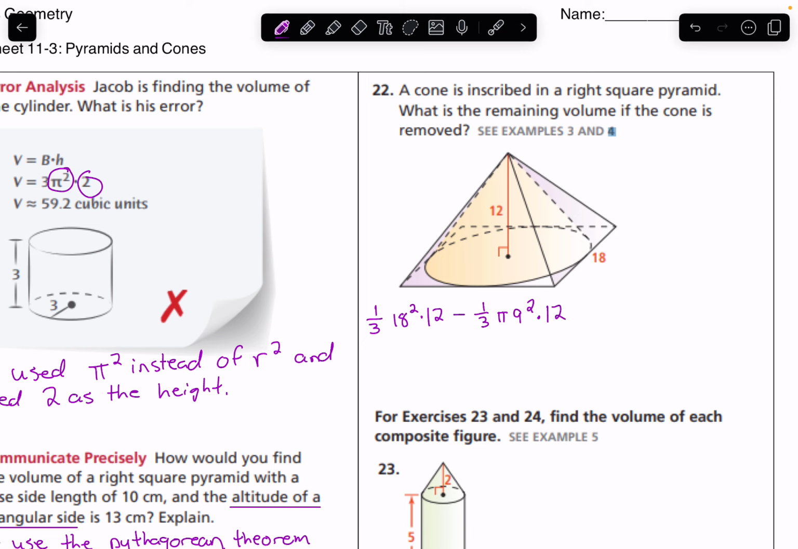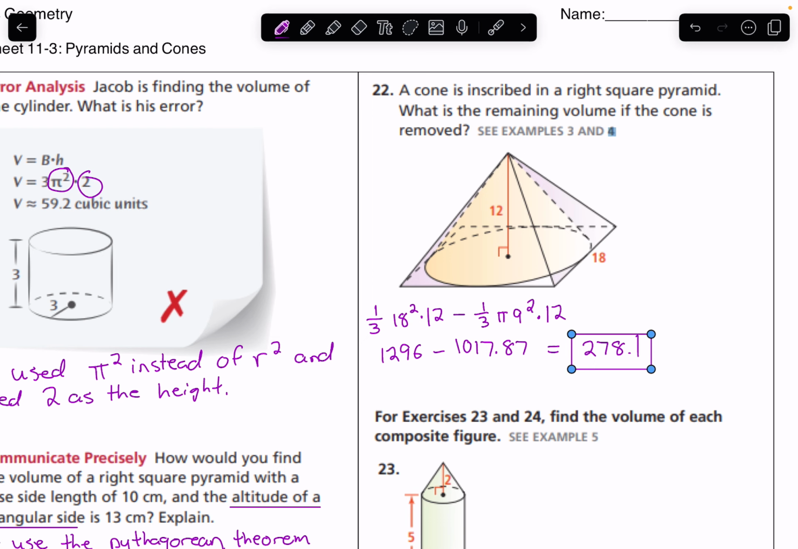So the first part is going to give us 1,296, that's the volume of the pyramid, minus the volume of the cone, which is 1,017.87. And if we subtract those, we should get 278.1, which is the remaining volume of the shape.